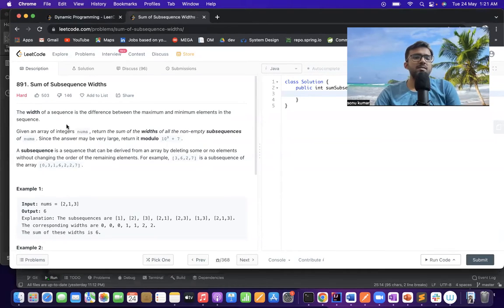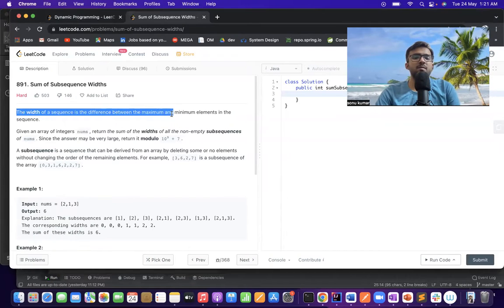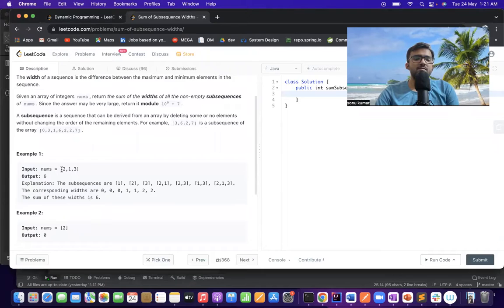So the problem statement is given as, this is a hard level problem from LeetCode. The width of a subsequence is the difference between the maximum and minimum elements in the subsequence. For example, let's say we have the array 2 1 3. What will be the sum of all the differences of the min and max of each subsequence that we can generate from this particular array?